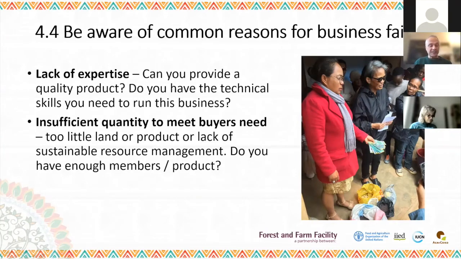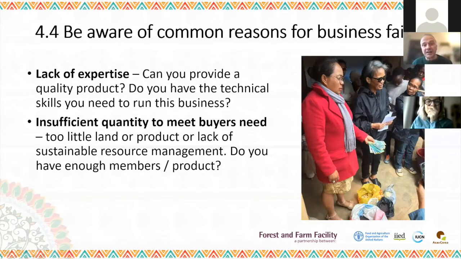The first of these is lack of expertise. So you want to produce something. Nixon was talking about honey production, but the people producing the honey don't have the necessary training or expertise to produce a quality product. So an important failure is just people don't produce the product to the qualities required because of a lack of expertise. Do you have the technical skills you need to run this business? So that's a common reason for failure.